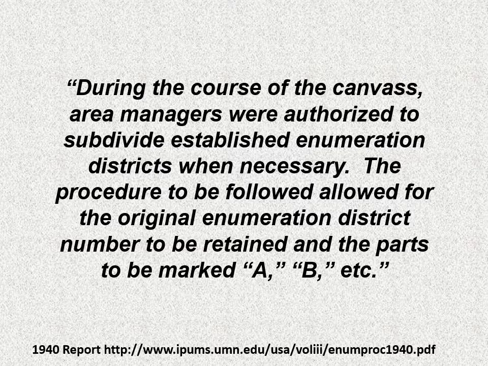Why would they do that? Because they originally misjudged how many people were in that enumeration district. A single enumerator could not do it. So the procedure to be followed allowed for the original number to be retained and the parts to be marked A, B, C added to the number. So the original number no longer exists, but the new number, which contains the original number plus a capital A, a capital B, and so on, could be subdivided into multiple parts, becomes the new enumeration district number.